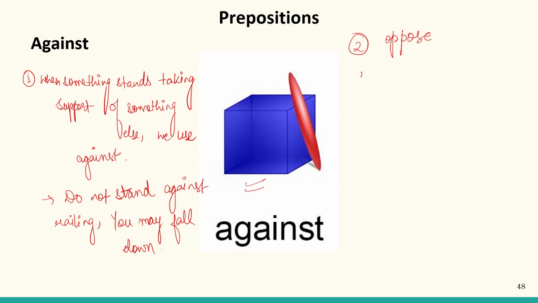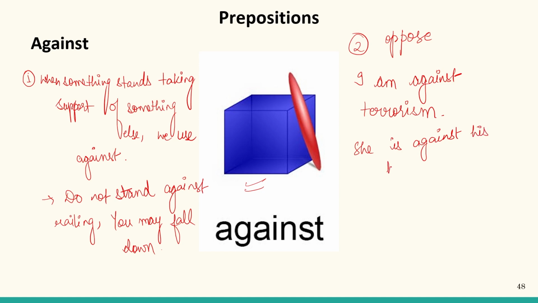For example, I am against terrorism, or she's against his brother. So in this case, we use against. Against can also be used to show the opposite side of something. So in this way, we can use against.